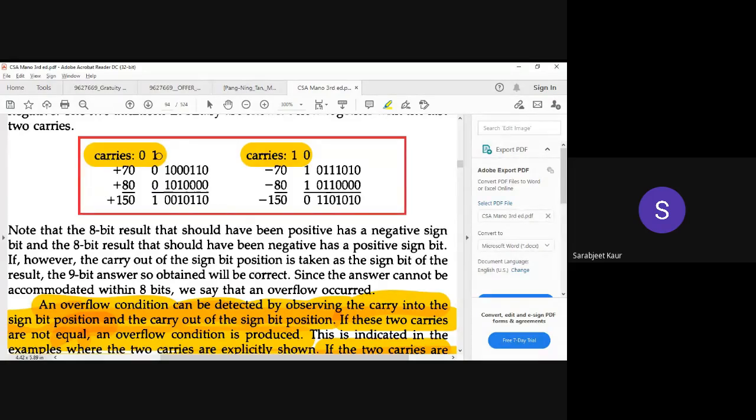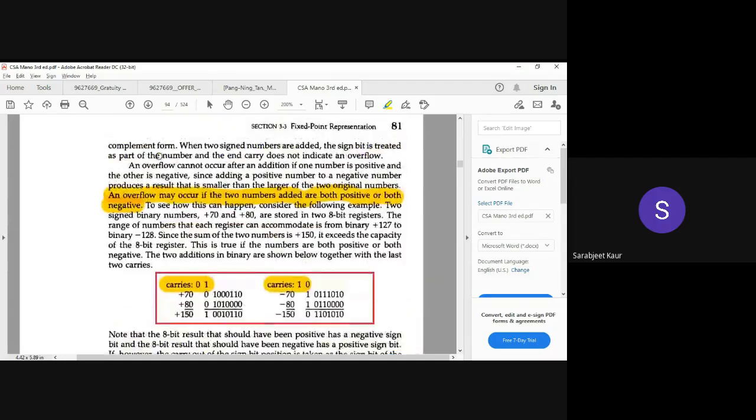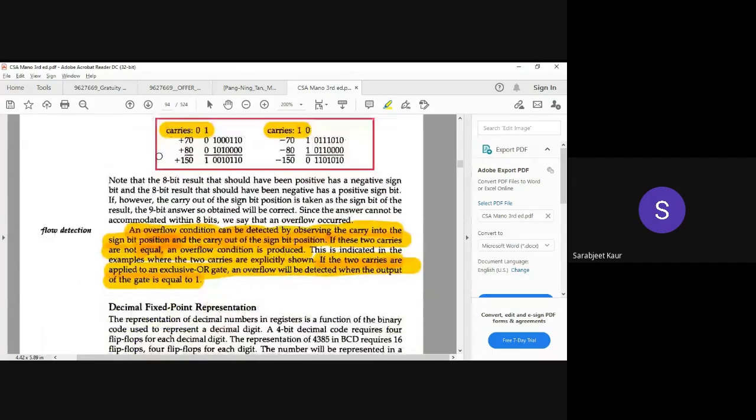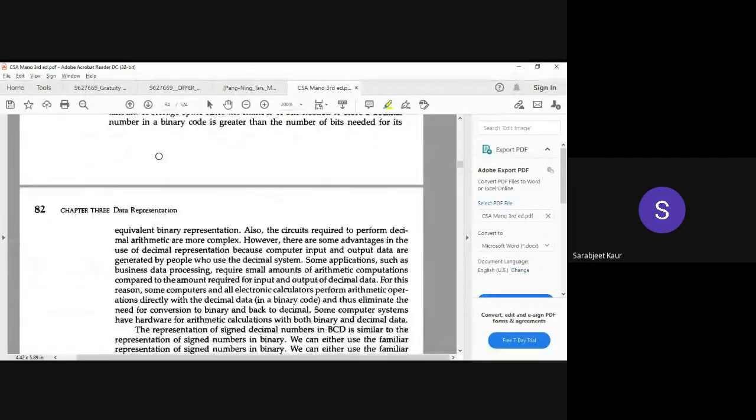Again, this is very simple but very important. It is generally asked, will you get an overflow? You are asked to do a computation, plus or minus, and then asked, is there an overflow? Detect it. How will you detect an overflow?